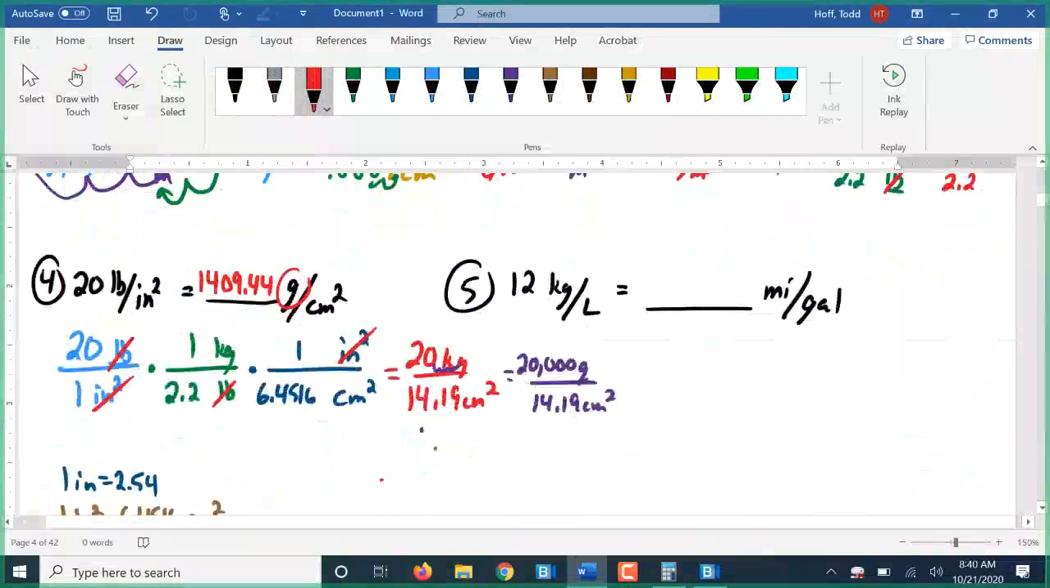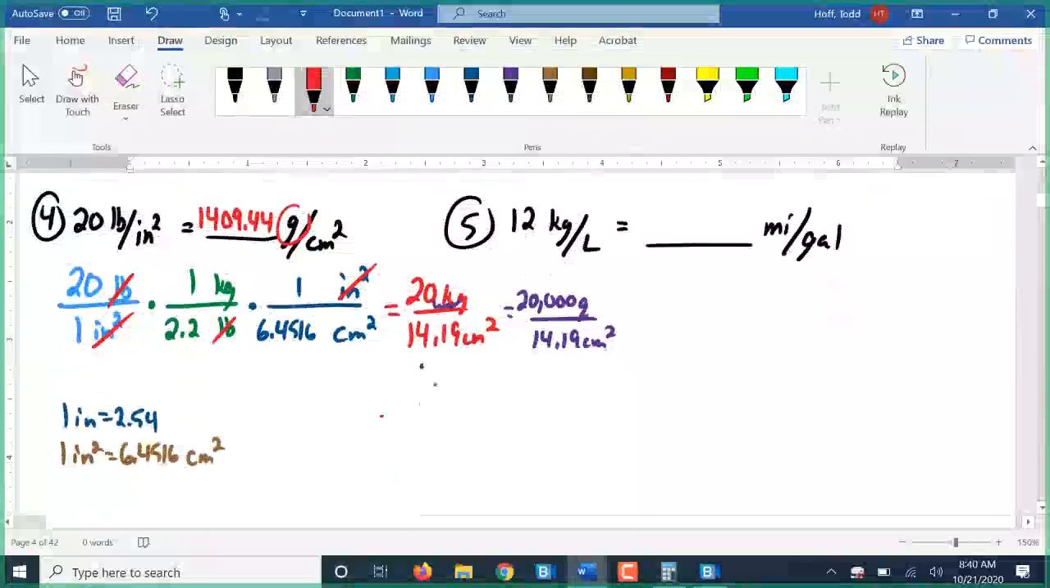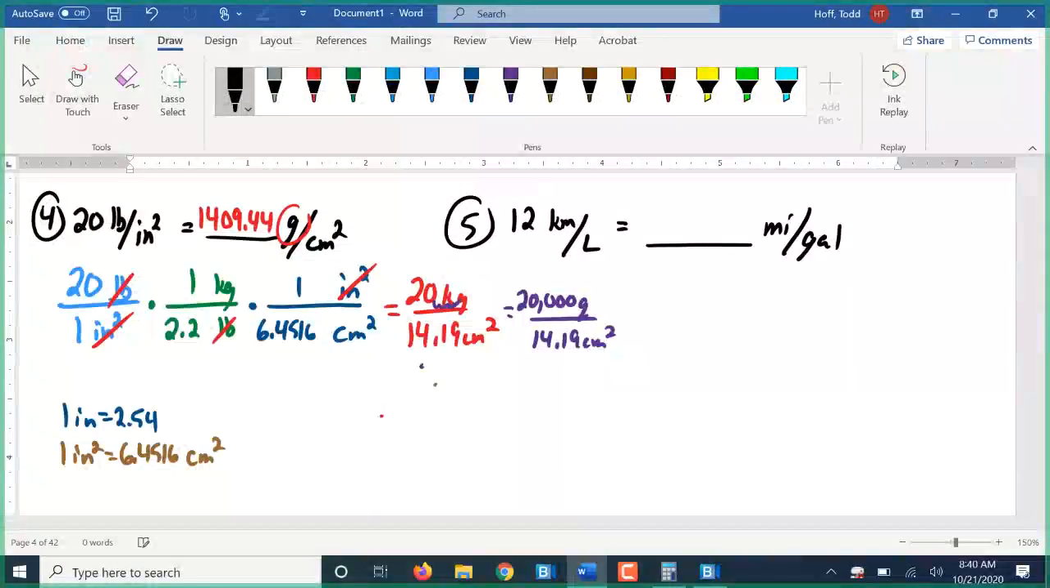Okay, so for number 5, 12 kilograms per liter. Couldn't have done that one because I labeled it wrong. That's showing kilometers per liter, going into miles per gallon. So hopefully you didn't get to that one and spend a lot of time trying to convert that because I had my units messed up. But 12 kilometers per 1 liter going into miles per gallon.